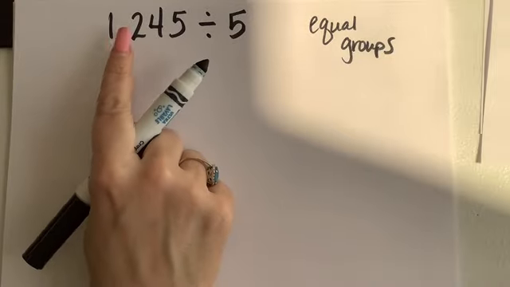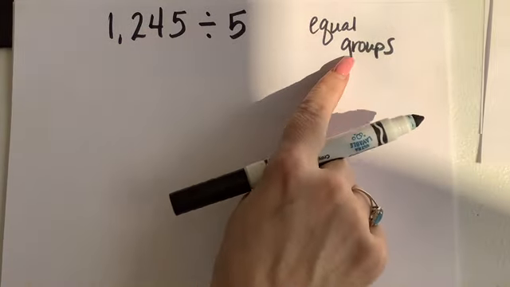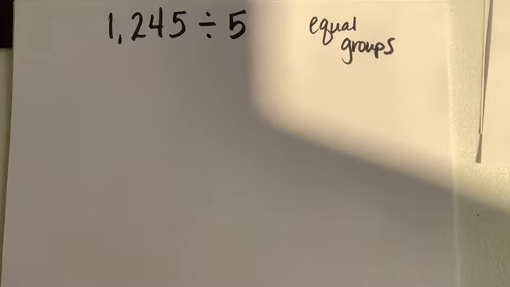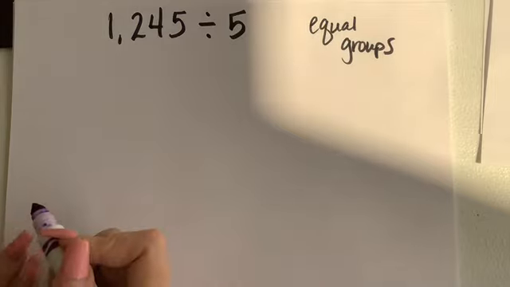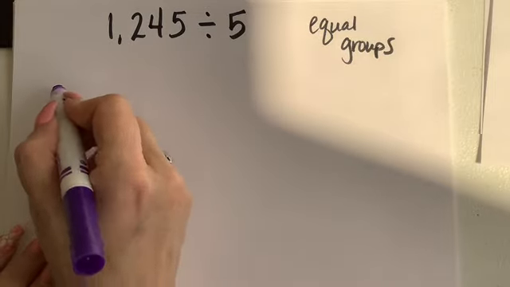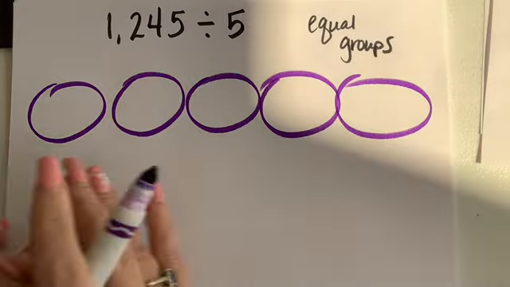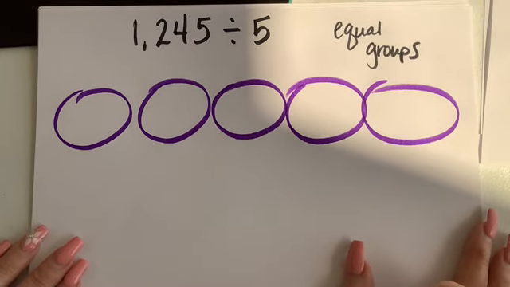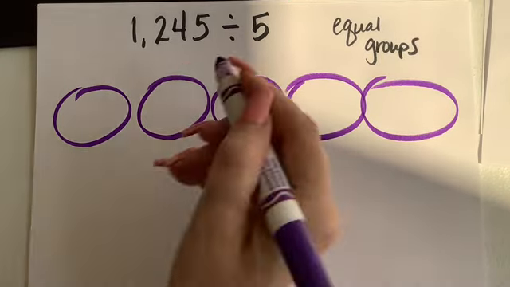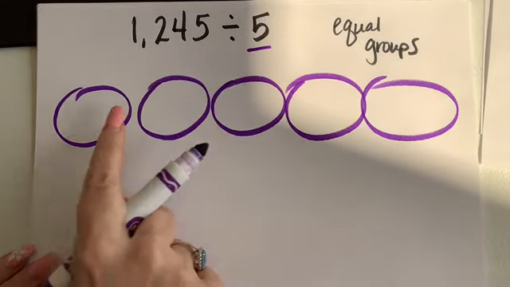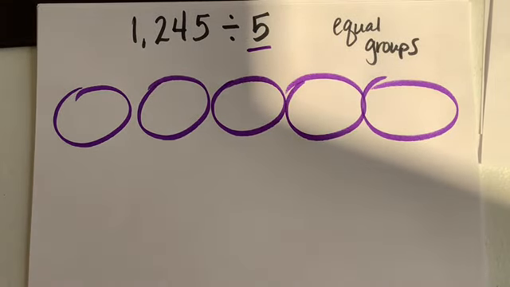So we have 1,245 divided by 5, and we're going to use the strategy of equal groups. So how many equal groups are we going to create? Did you say 5? Then you are absolutely correct. We are going to create 5 because we are dividing by 5. So we are creating 5 equal groups.